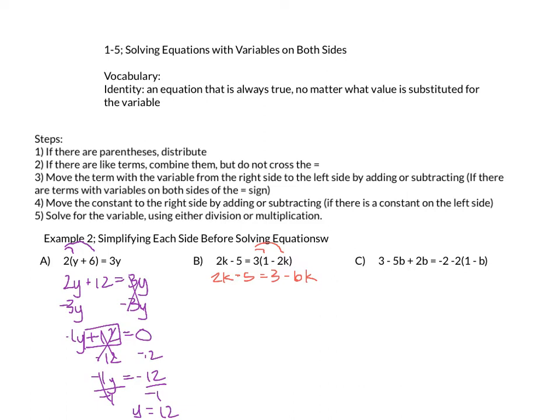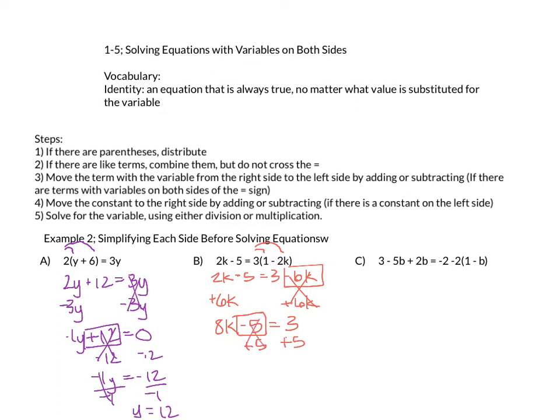Next one says move the term with the variable from the right side to the left side. This is the term with the variable on the right side. That's negative 6k. The opposite of negative 6k is positive 6k. So we add that to both sides. These cancel because they're opposites. 2 plus 6 is 8. So we get 8k minus 5 equals 3. Then the next step says move the constant to the right side. So the constant on the left side right now is negative 5. That needs to move to the right side. The opposite of negative 5 is positive 5. So we add 5 to both sides.